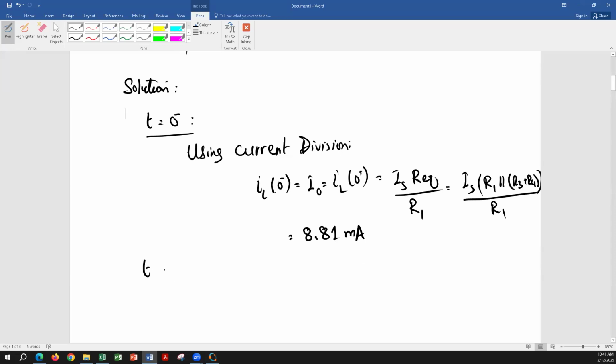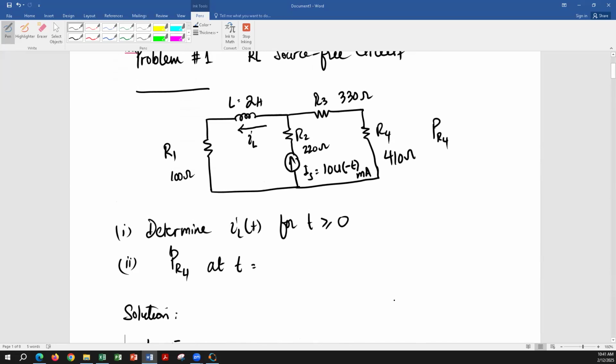And now we're going to solve for t greater than or equal to 0. When time exceeds 0, what is going to happen in the circuit? What change is going to occur? The current source is going to be open. It's going to be an open circuit. That means that whole branch is going to be eliminated, and therefore we'll have a single loop with L, R1, R3, and R4.